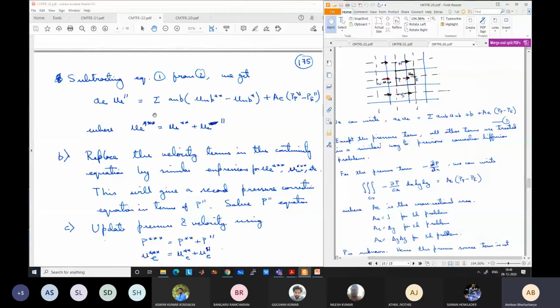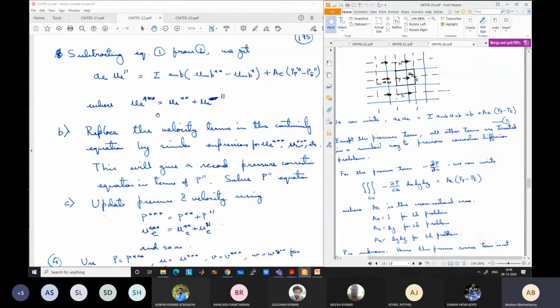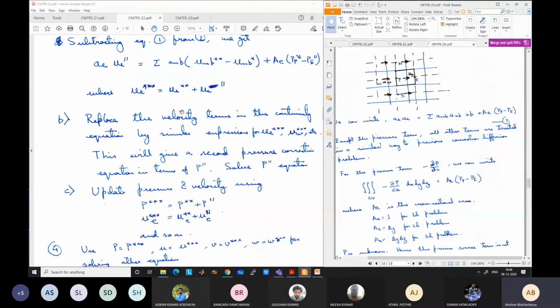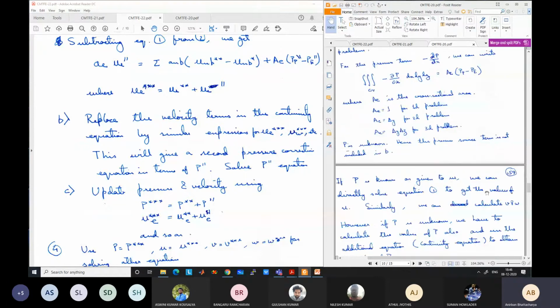Now what we are going to do is use this formula: uE triple star is equal to uE double star plus uE double dash. The same type of formula, where uE double dash can be written in this form, in terms of known quantities, along with the pressure correction. So if you replace, where is the continuity equation?